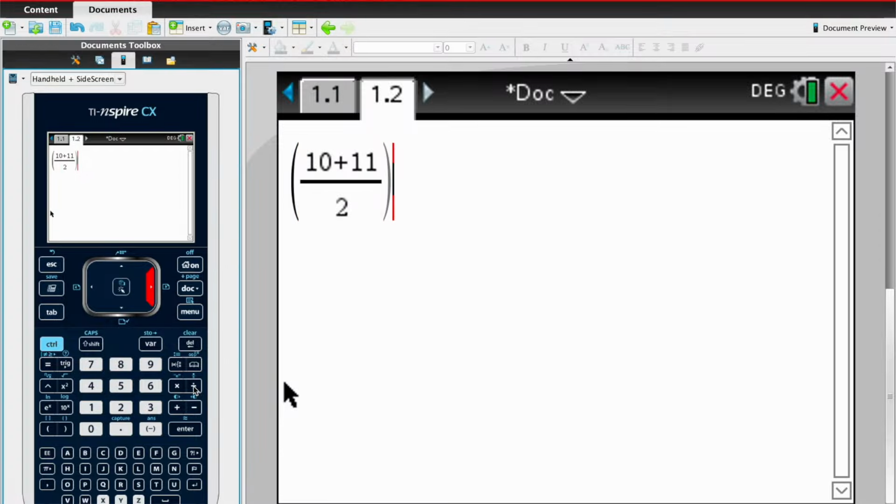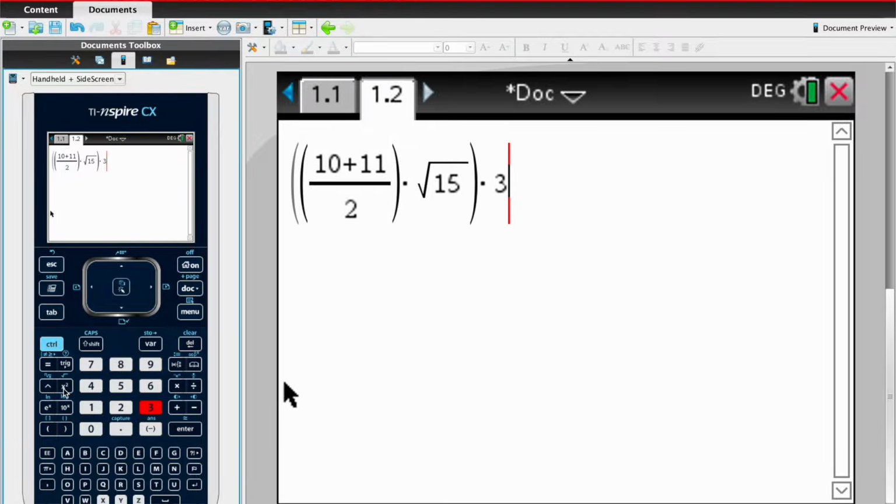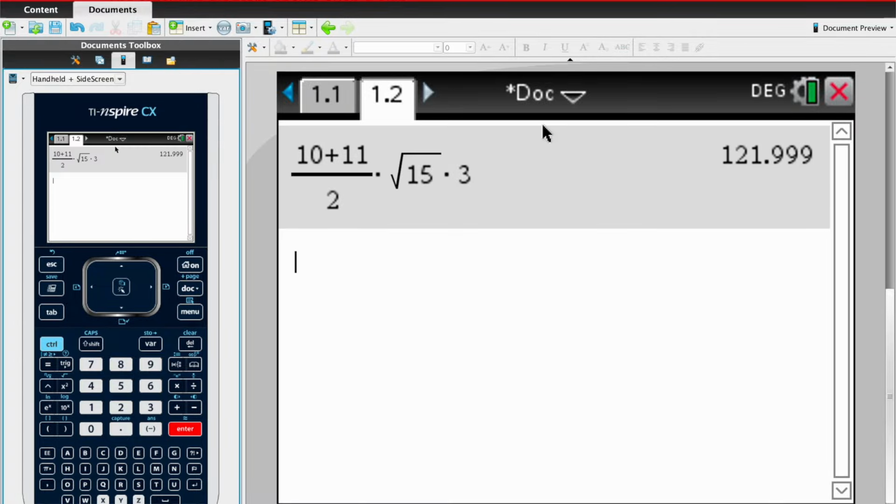And we're going to multiply this by the square root of 15. Square root of 15. And we actually want to multiply everything by 3. We could actually just multiply this by 3 and it wouldn't change anything, but just for the sake of consistency, multiply by 3. So this is area of the face times 3, and it is 121.999, or to 3 sig figs, just 122.